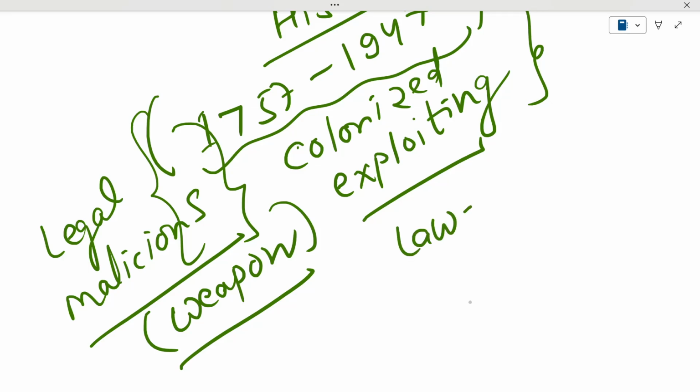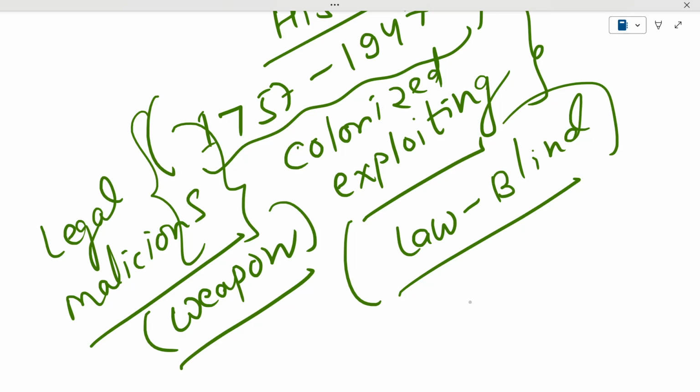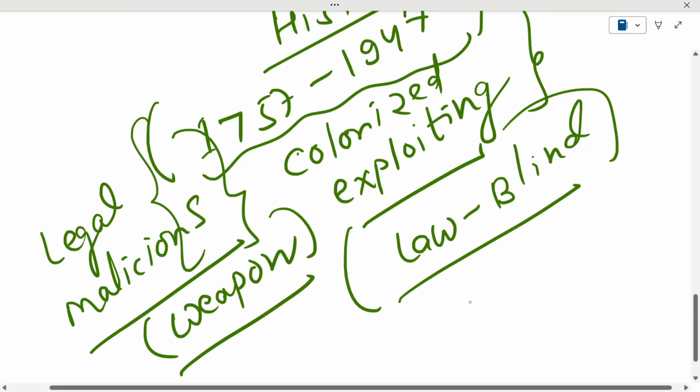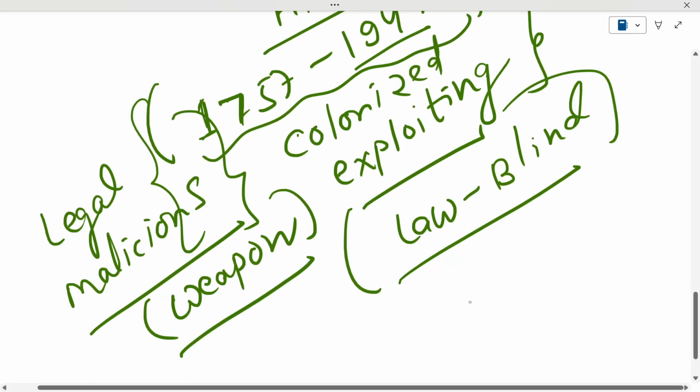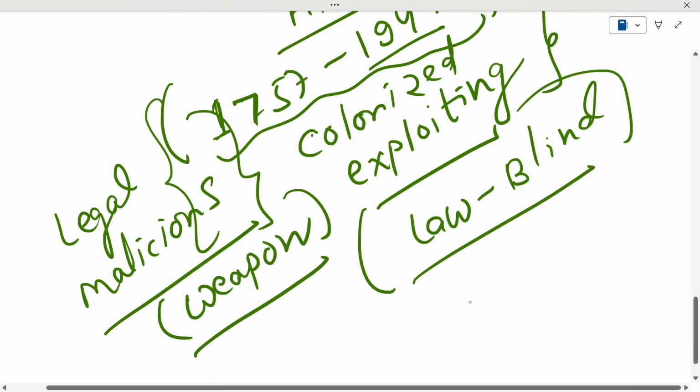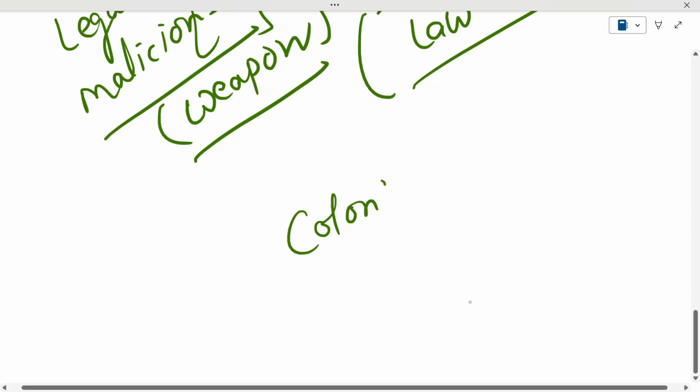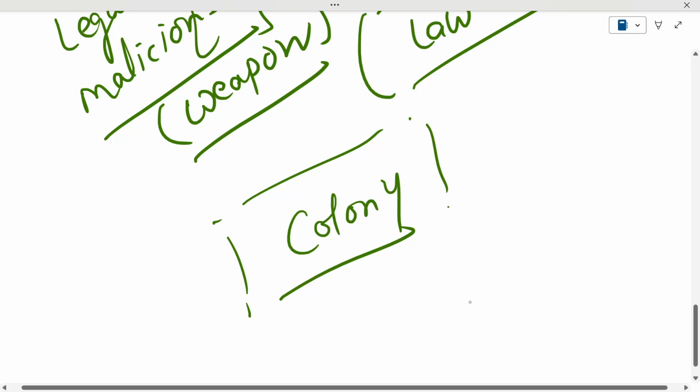That's why we say law is blind. Law is blind in the sense that law does not discriminate between classes of people, between gender of people, between castes and financial and spiritual and psychological any such status. Law will consider an individual as an individual. Anyway, from 1757 to 1947, we were a colony of European power, especially the British.